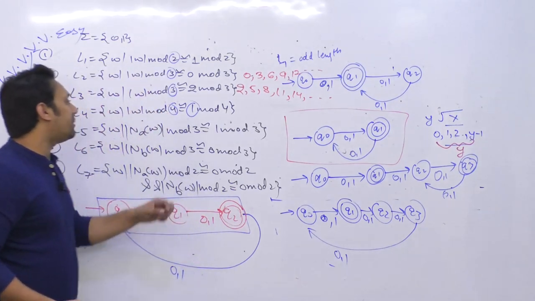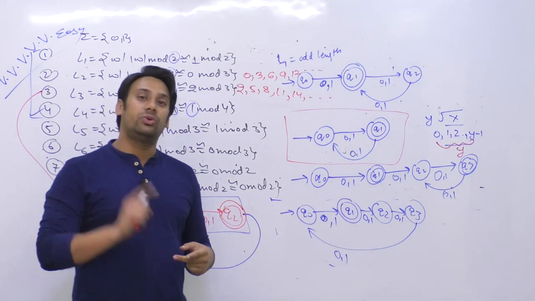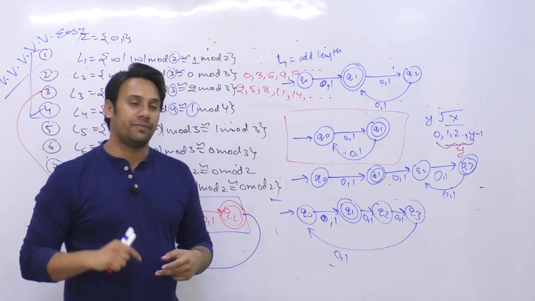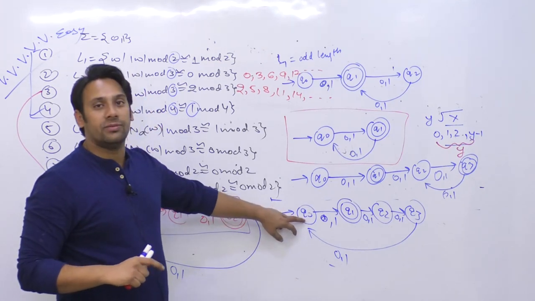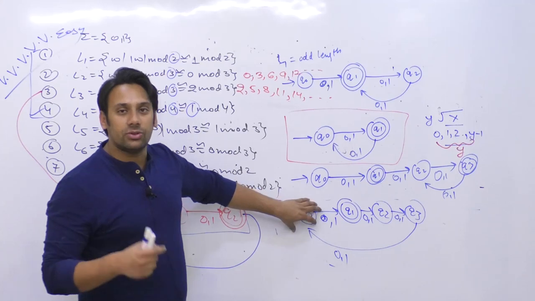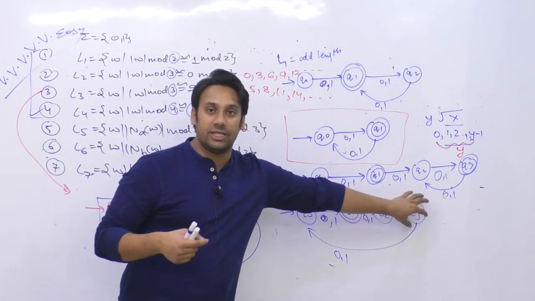When I say that we need remainder 1, that means I only want to accept remainder 1, but I want to reject remainder 0, I want to reject remainder 2, I want to reject remainder 3. So this is a rejecting state because it is not a final state. So it is a rejecting state. तो यहाँ पर हम remainder 0 को reject कर रहे हैं, यहाँ पर हम remainder 2 को reject कर रहे हैं और यहाँ पर हम remainder 3 को reject कर रहे हैं.